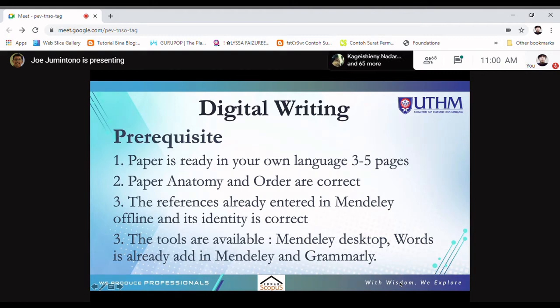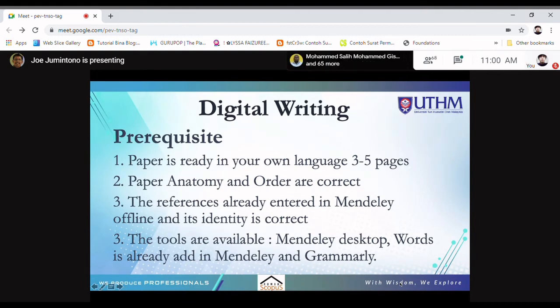Okay, I want to show you later. Don't worry, the tools are available. You have to familiarize yourself with the tools of digital writing. What is the tool? Mendeley Desktop, which is already added in Mendeley, and Grammarly. So Mendeley Desktop and Word that is already added in Mendeley Desktop. This is a prerequisite for digital writing.